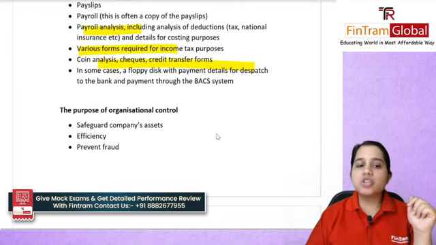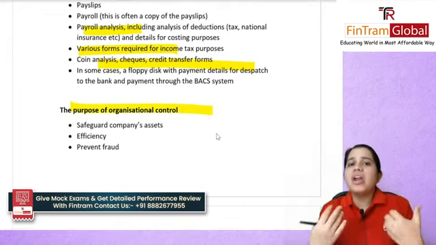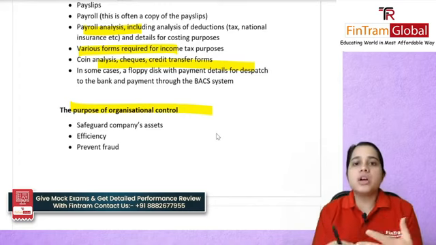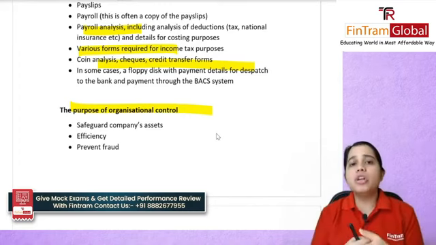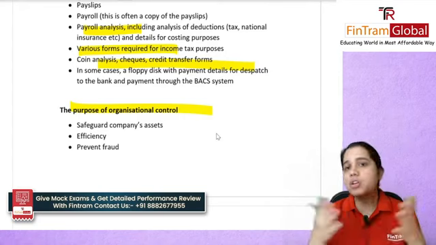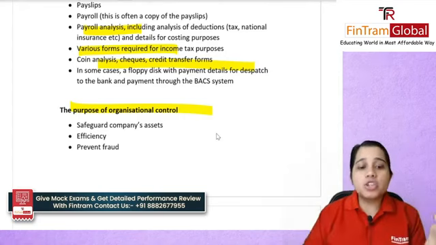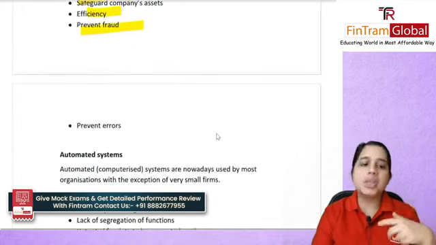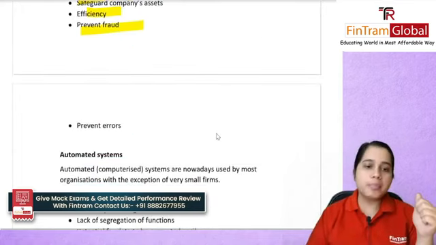Purpose of organization controls. Why do we need to have these controls? Because you want to safeguard your assets. If I didn't have these controls, employees would freely roam around, steal my inventory, do whatever they want. Controls also make sure there is efficiency, prevent any sort of fraud from happening, and prevent any error from happening.